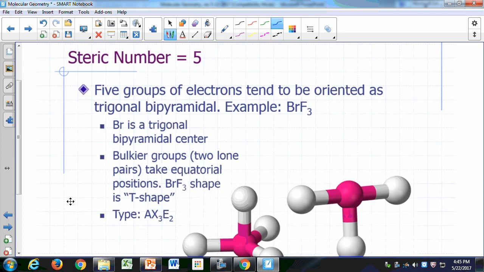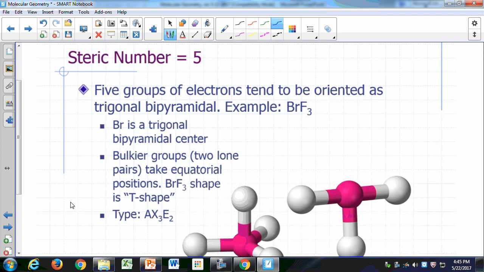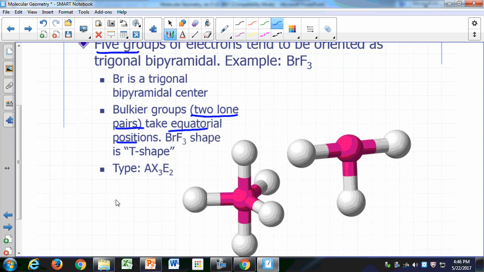Now, what if you have 5 groups of electrons sticking out? Then you have a steric number, but 2 of those happen to be lone pairs. So 5 groups, steric number is still 5, but 2 of those groups happen to be lone pairs. Okay, those 2 groups will take equatorial positions. Okay, so let's imagine BrF3 is going to be like this. Bromine right here in the middle, 3 fluorines.